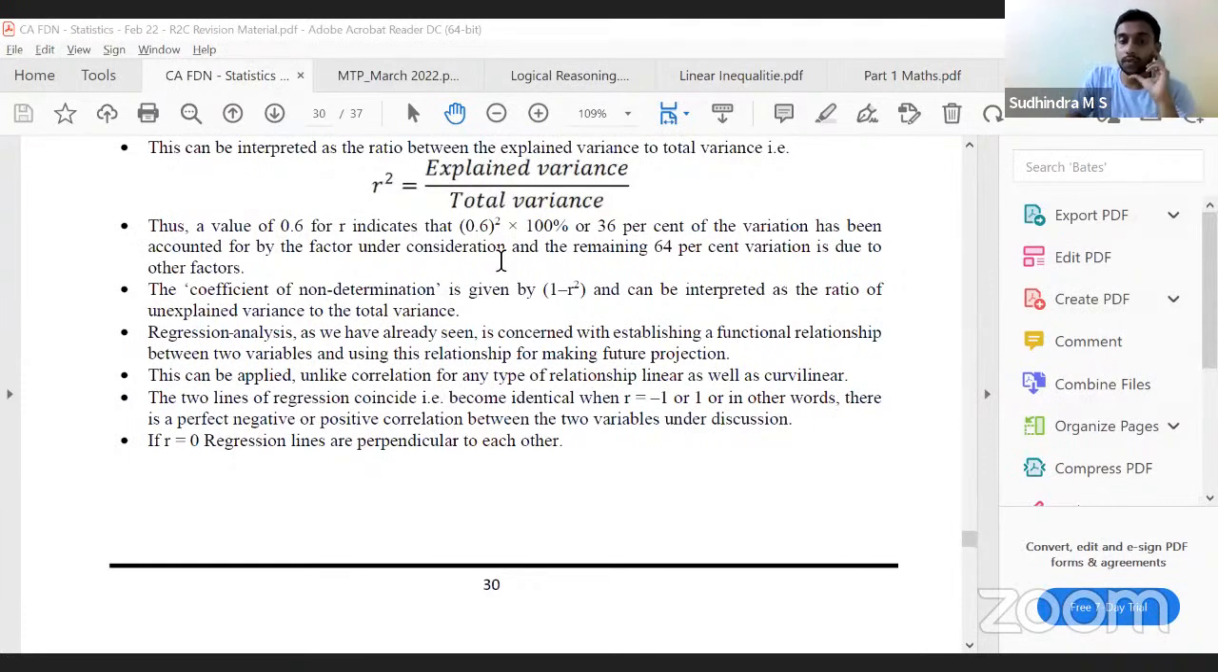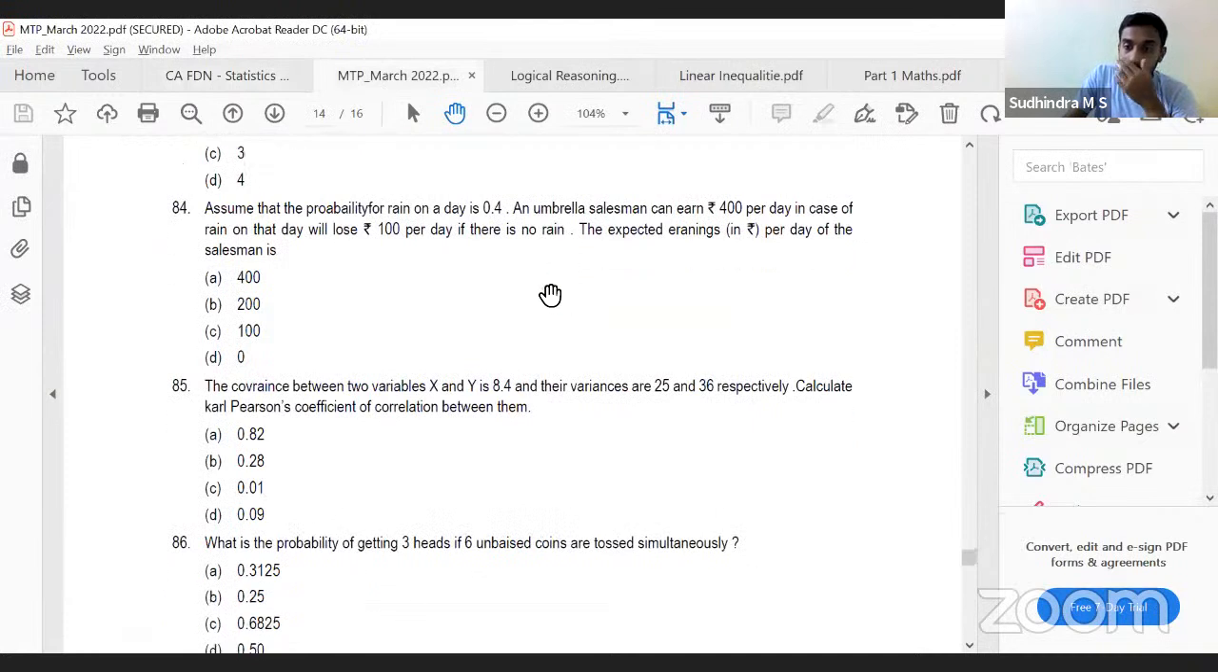Can we look into a problem with regard to this? Any doubts before that?